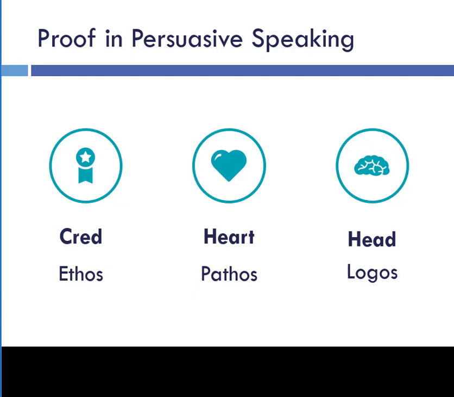So this is your message's argument. You build persuasive messages on sound, credible information. And this is influenced by how clear you are with key points and the organization of your argument. A great persuasive speech focuses on all three of these appeals.